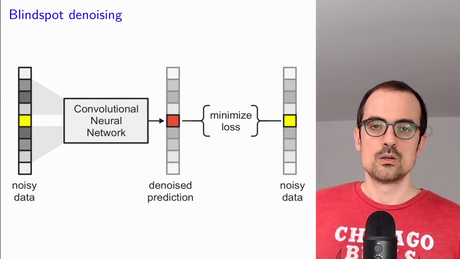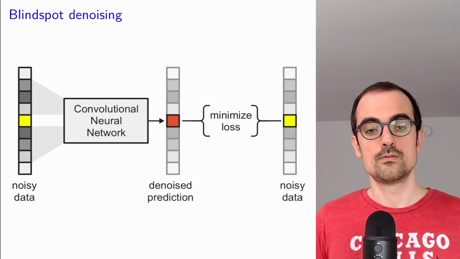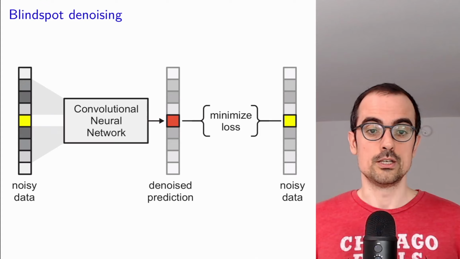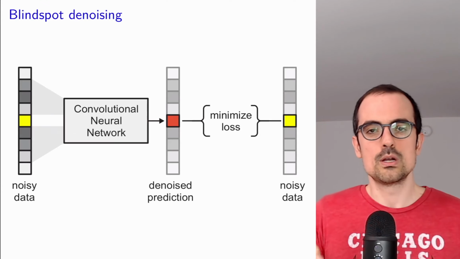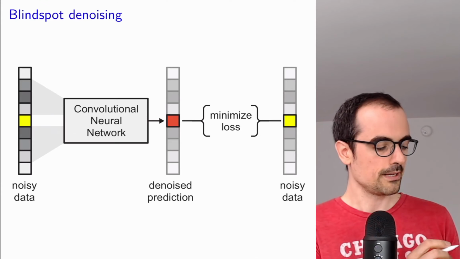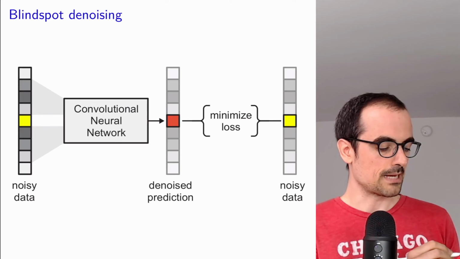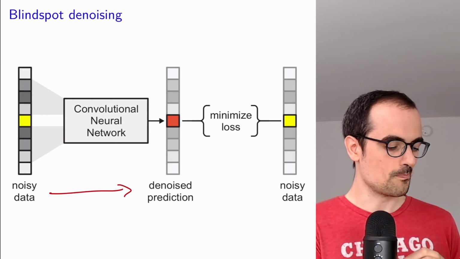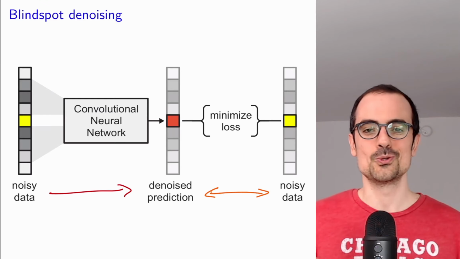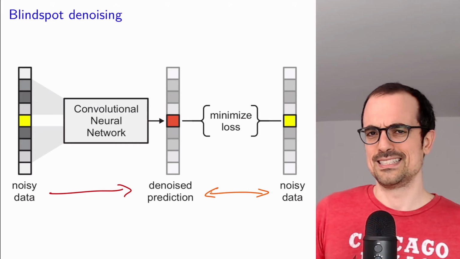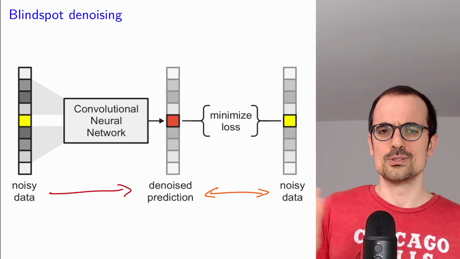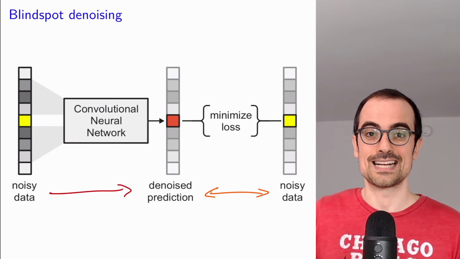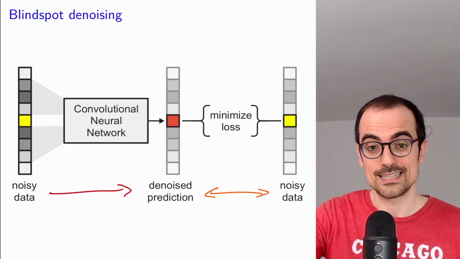The method that worked better for our electron microscopy data was blind spot denoising, where I will explain the idea very quickly. We get a neural network that maps noisy data to a denoised prediction, and then we compare that denoised prediction to the noisy data. You will say, this sounds very strange because the neural network doesn't need to denoise to do very well here, right? It can just output the noisy data.